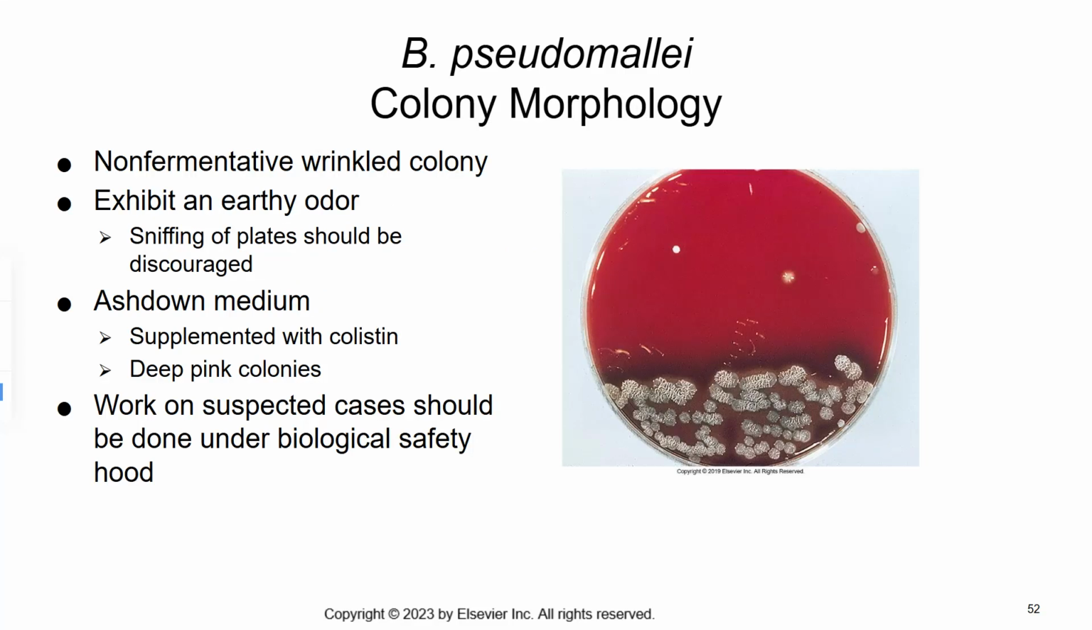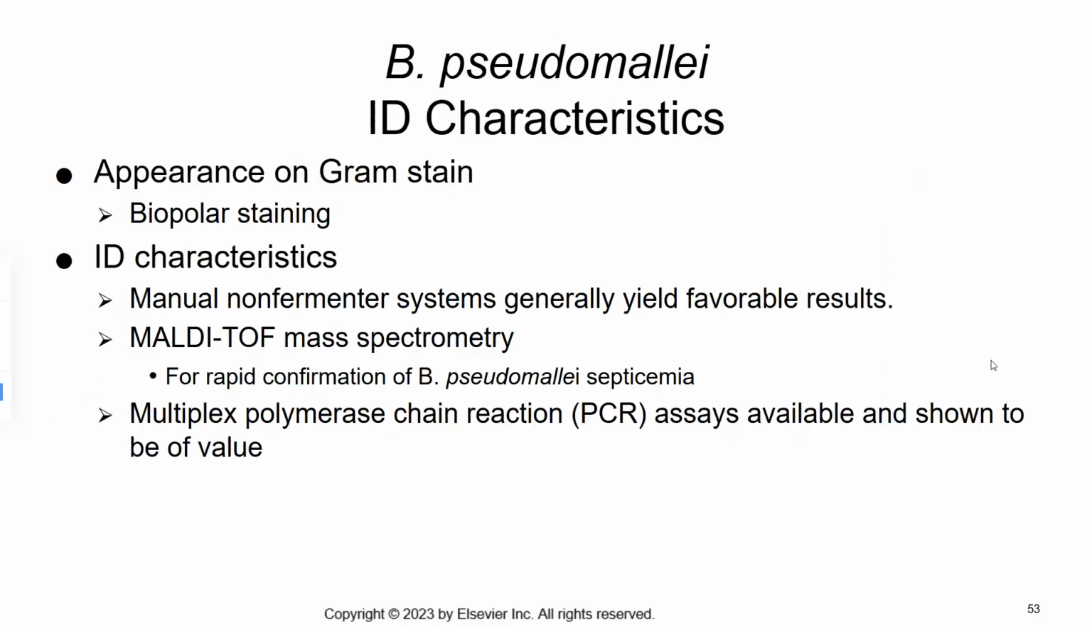Non-fermentative, wrinkled colonies exhibit an earthy odor on Ashdown medium. Work on suspected cases should only be done under a biological safety hood. So this is kind of what they look like, very unique appearance. Gram stain shows bipolar staining; you would identify using MALDI or PCR.